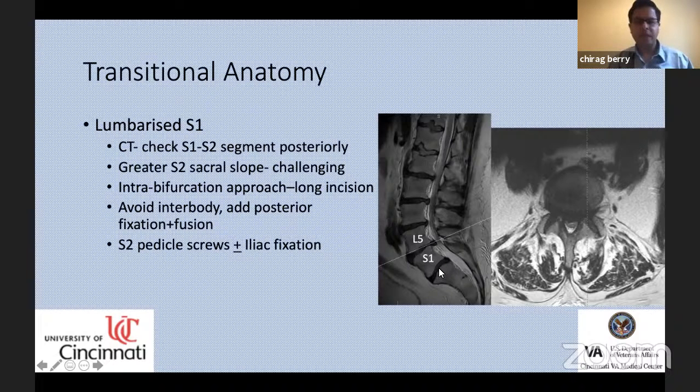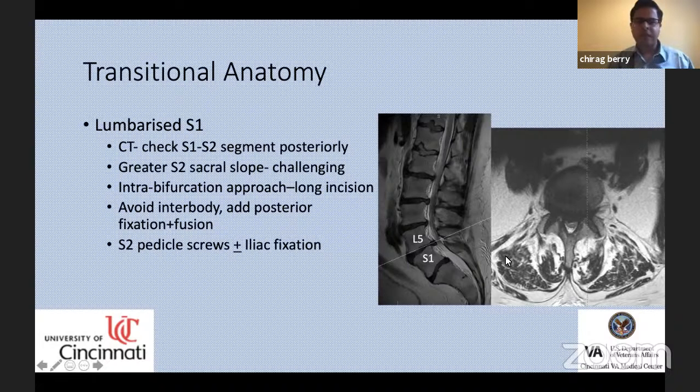If you do have to do an interbody fusion, you want to use one of the oblique approaches. The only approach available for an S1, S2 would be an intra-bifurcation approach, but then you'll have to go very low with your incision because your slope is going to be very high. And most of the time, I would rather just avoid doing this interbody fusion, just do traditional posterior fixation or S2 pedicle screws or iliac fixation, anything to stabilize that segment rather than having to go that deep with an interbody fusion.